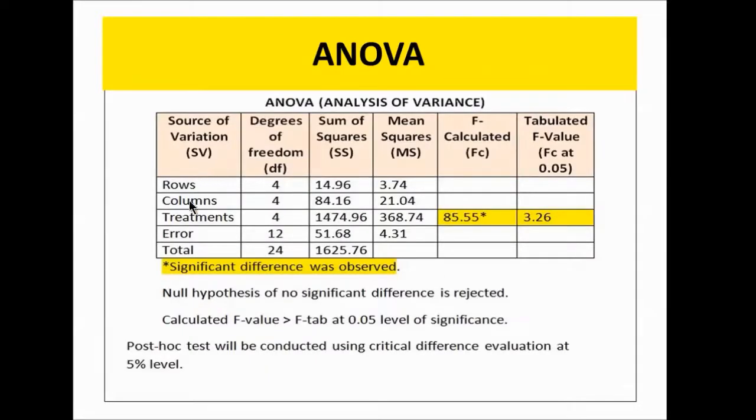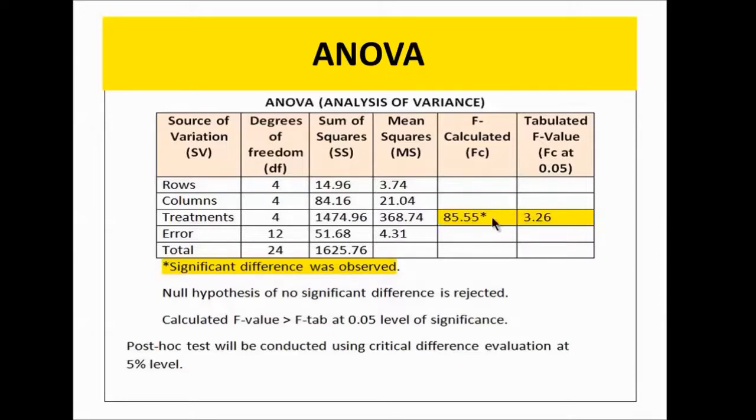So we have the source of variation: rows, columns, treatments, error. These are the degrees of freedom. These are the sum of squares previously calculated. And this number here is obtained by dividing the SS, or sum of squares, by the degrees of freedom. So this is divided by 4, 3.74. Likewise, this is divided by 4, this is divided by 4, this is divided by 12 for the error SS. So we obtain these values.